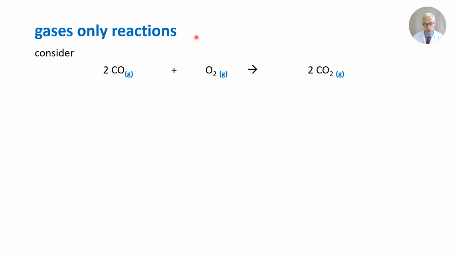At GCSE, you may also meet reactions where all reactants and products are in the gaseous state, in which case the reacting mole ratio of 2:1:2, as for this balanced equation, is also a volume ratio. 2 volumes react with 1 volume to make 2 volumes.